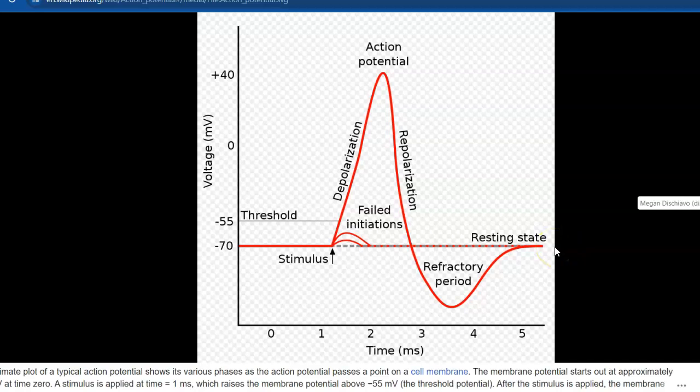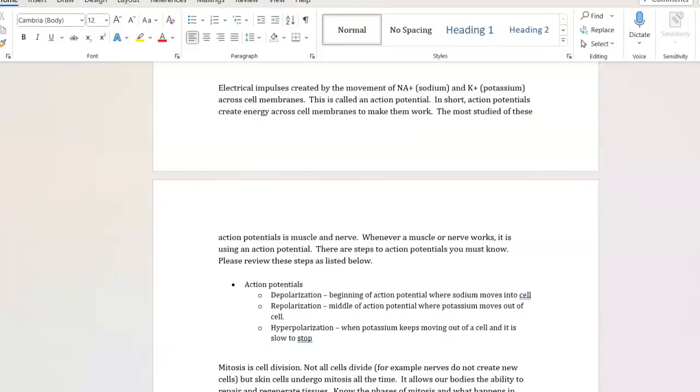If you don't get it, shoot me an email. Okay, and these action potentials happen all the time. They're happening in your brain right now, going nuts, saying, oh my gosh, I can't believe I have to memorize this. No, I'm just kidding. Okay, that's all you need to know. Action potentials make muscles and nerves work.